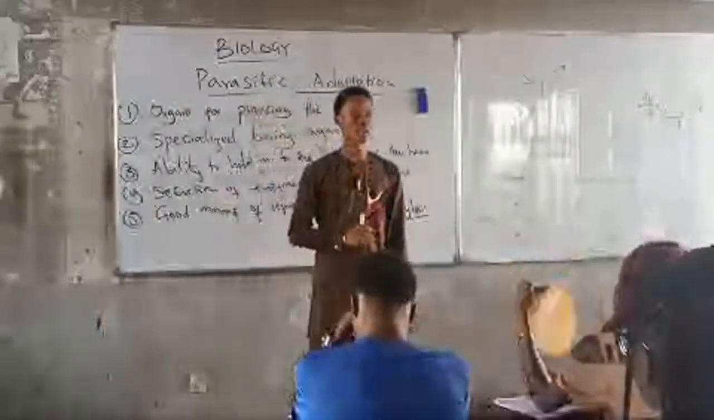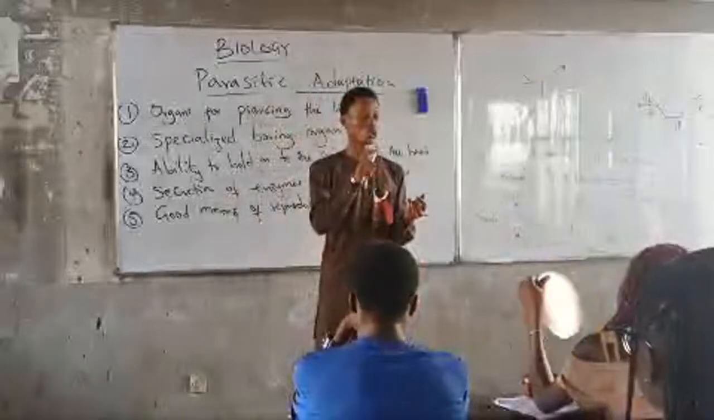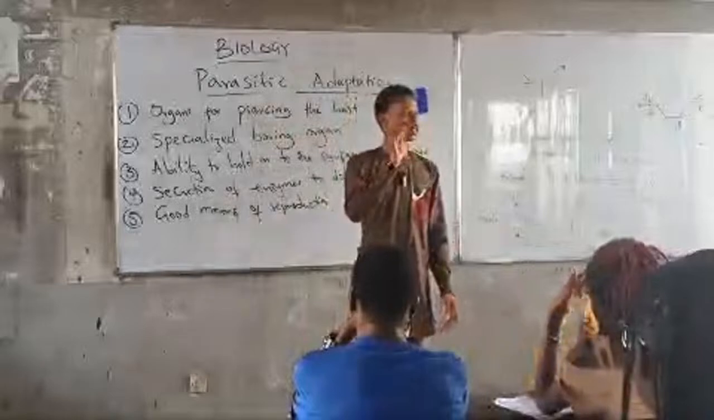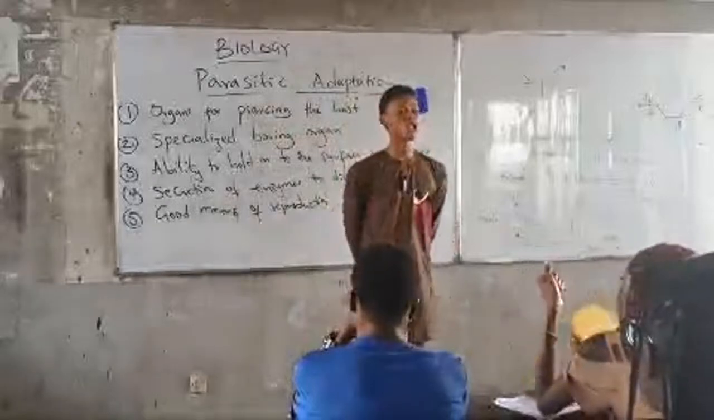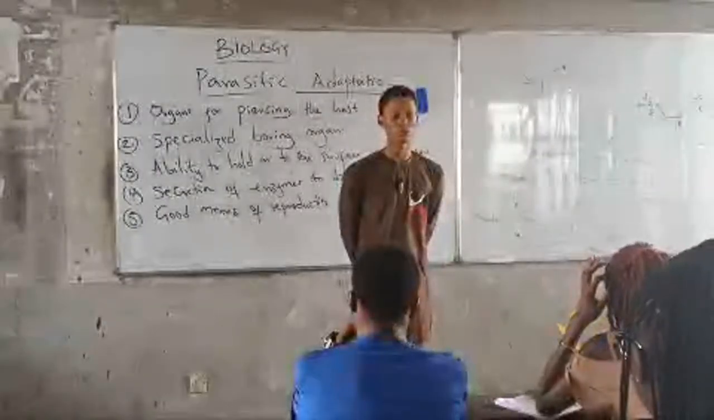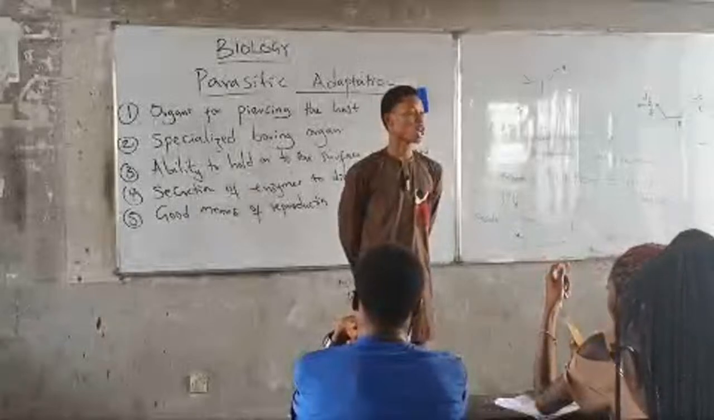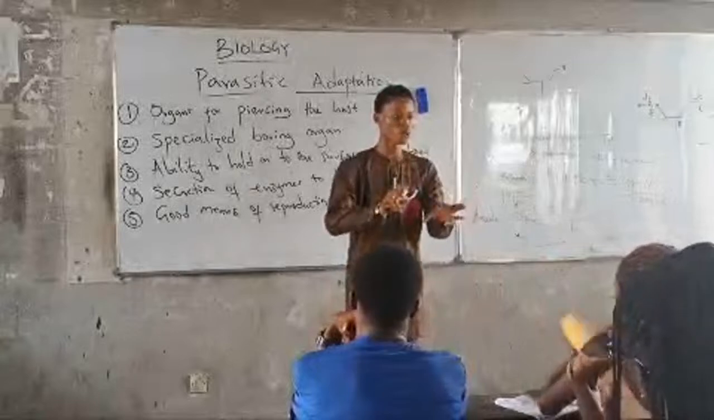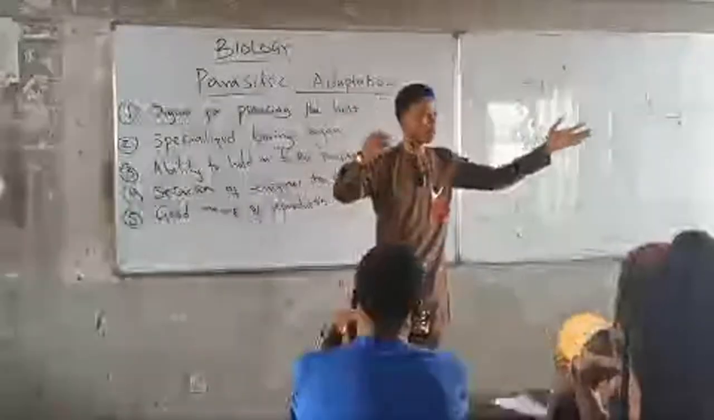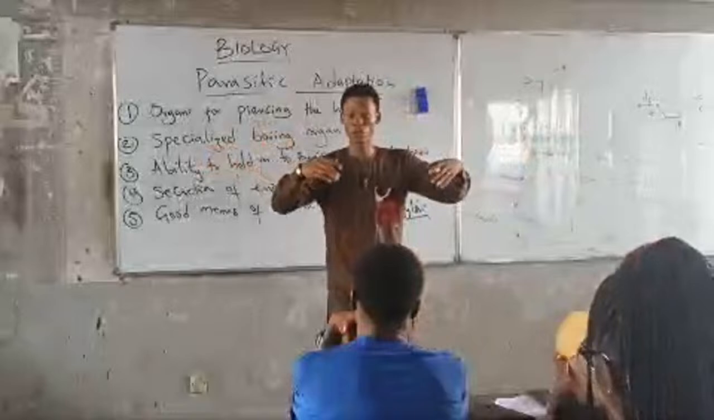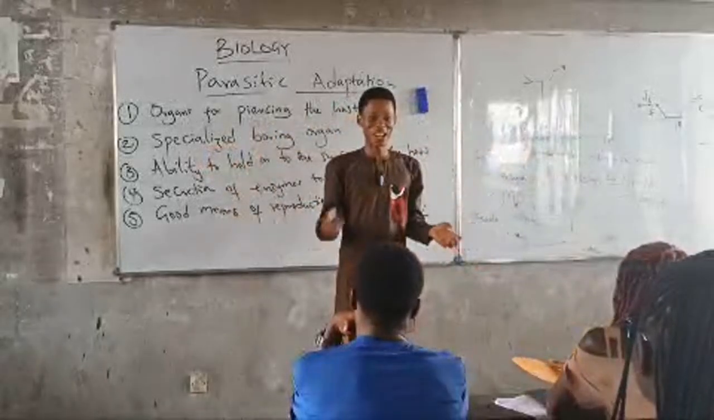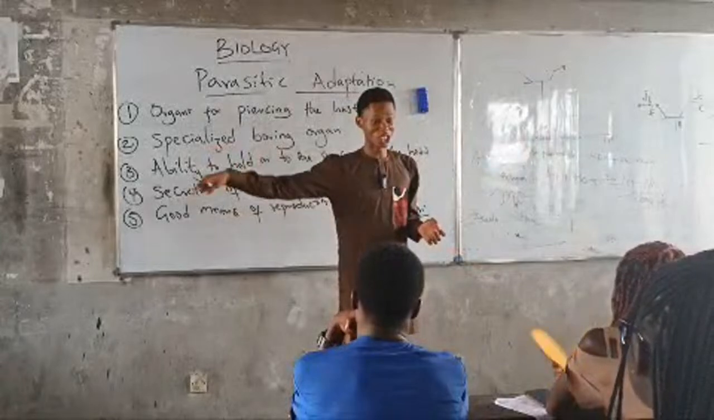Secretion of enzymes to dissolve tissues. They have some enzymes that, when they secrete them in your tissues, can dissolve them so they can get their nutrients. Have you ever asked yourself how the housefly feeds? Do you know the housefly does not have teeth, right? But when it lands on your food, it can fly everywhere, go to the toilet, come back, and perch on your food if you leave it open.